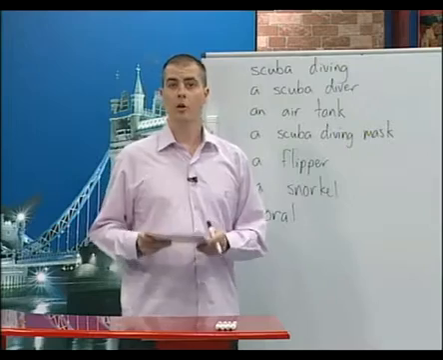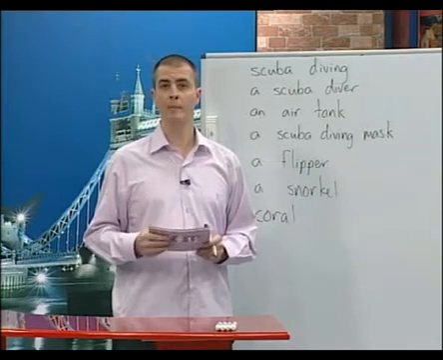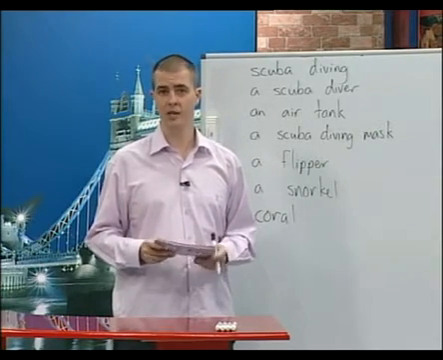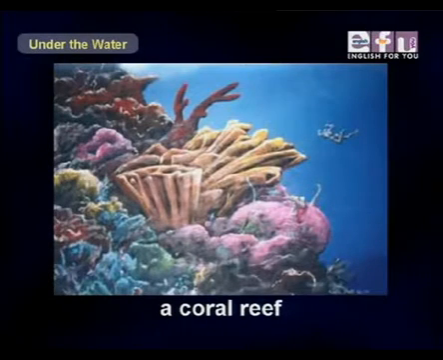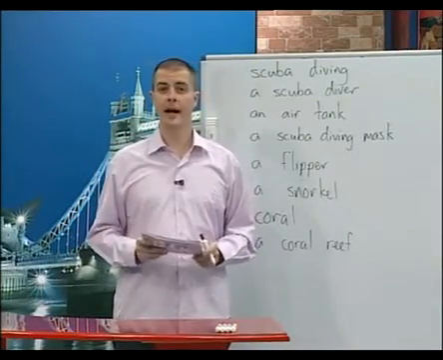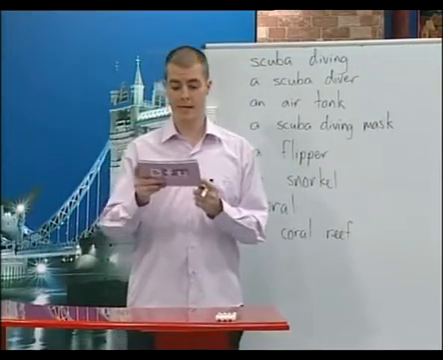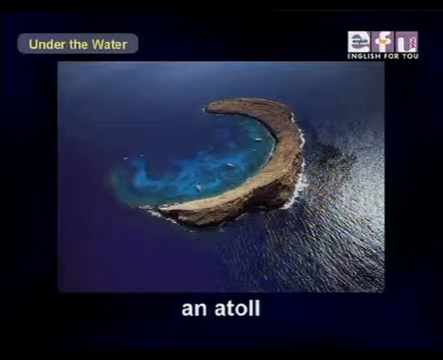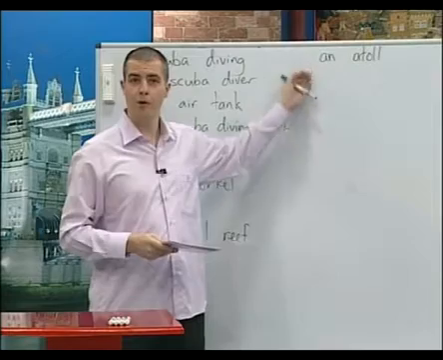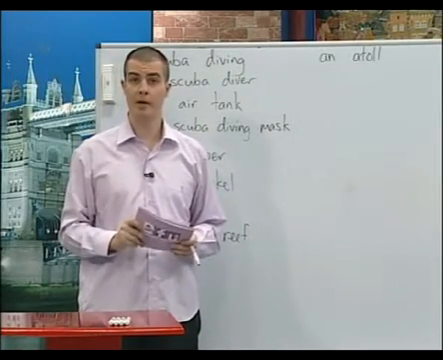Coral. Coral is a hard red, white or pink substance formed by the bones of tiny sea creatures. A coral reef. A coral reef is a line of hard rocks formed by coral found in warm sea that isn't very deep. An atoll. An atoll is a coral island formed in the shape of a ring or a moon.